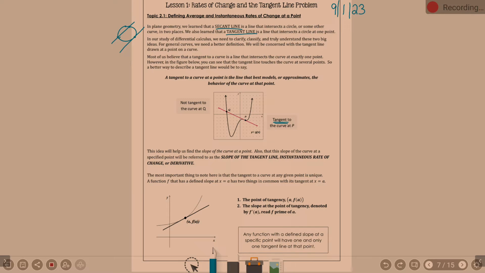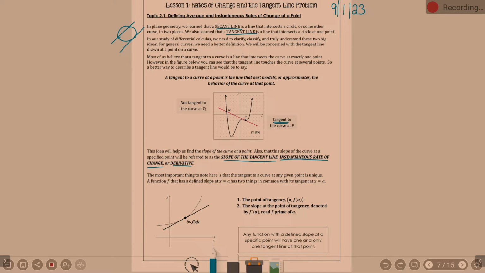And so when we find a tangent, it helps us decide the slope of the curve at that specific point. The slope of the curve at a specified point will be referred to as the slope of the tangent line, the instantaneous rate of change, or the derivative. I mentioned that derivative is where we're going here. Instantaneous being the rate of change at that instant, if you want to think that way. So it's the slope of the curve at that instant, at that point.